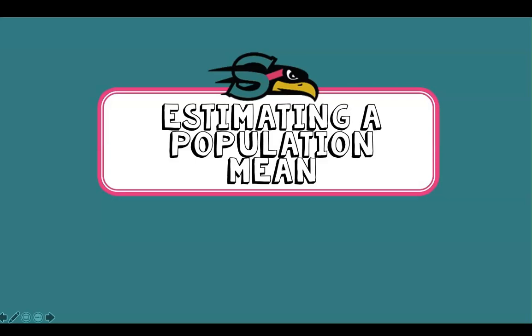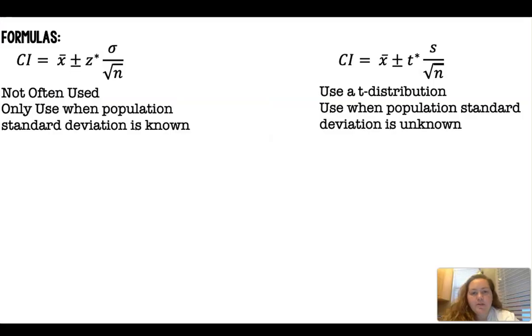In this video, we're going to go over how to estimate a population mean. The formula for a confidence interval for means is x bar plus or minus z star times sigma over the square root of n.